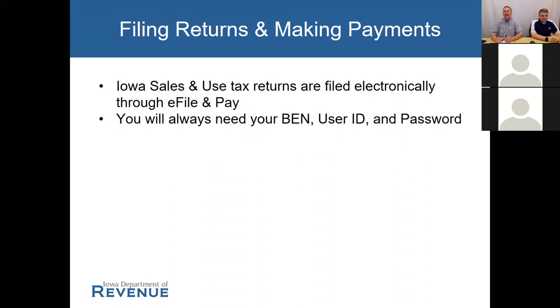If you don't have your BEN, you cannot get in the e-file and pay system. You also need a user ID in order to file through the e-file and pay system. You will set this up the first time you get into the system. And once you get in there, that's the same user ID going forward. That's not something that expires or you have to change. Your password, this is something that you need to set up as well. And the password is something that has to be updated every 100 days, okay? So when your password expires, you will need to make a new password, and the system will prompt you to do that. So again, keep in mind, you must have your BEN, you must have your user ID, you must have your password. It's very important to hold on to those things.